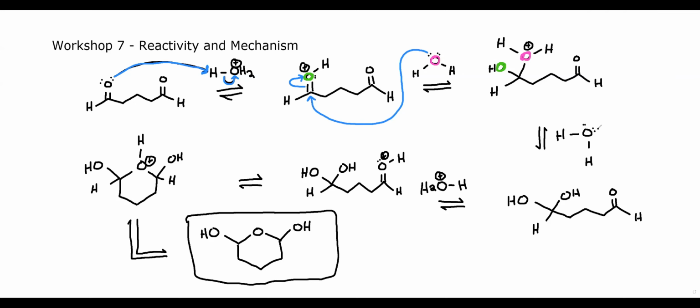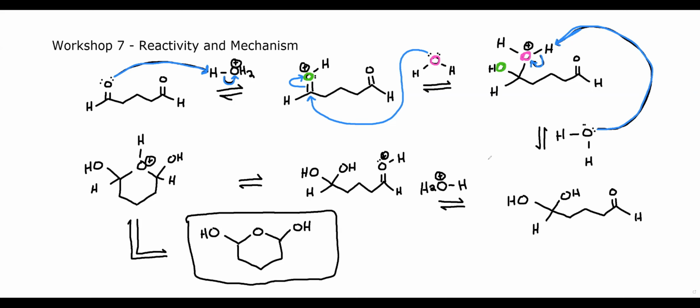Let's take the lone pair on this water, and let's take that hydrogen, leave behind its lone pair. Whoops, let me do it in blue. Okay, let's take that hydrogen, leave behind its electrons as a lone pair, and that's going to give us the neutral oxygen below. There's a proton transfer.